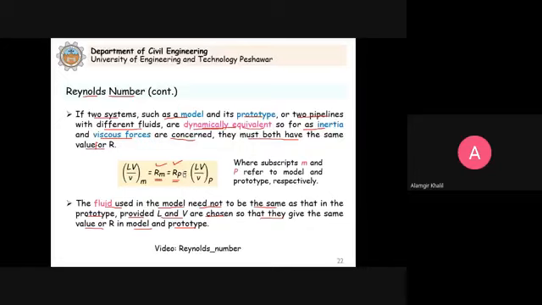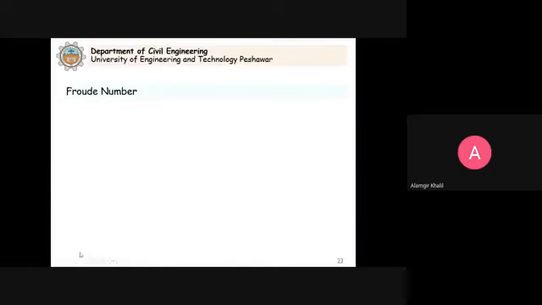And this will not be given, that these are the significant forces you need to consider in the model studies. We have to use our basic knowledge to identify what forces can be significant and must be considered in the analysis. The second one is the Froude number.